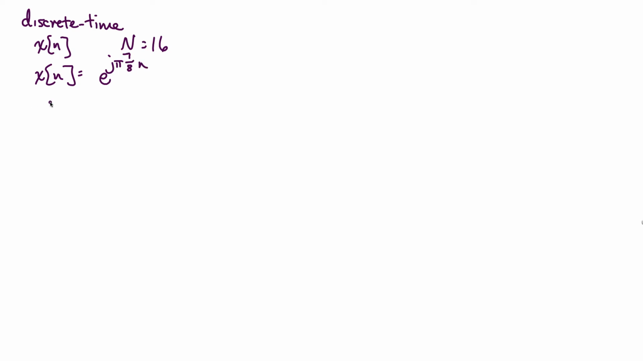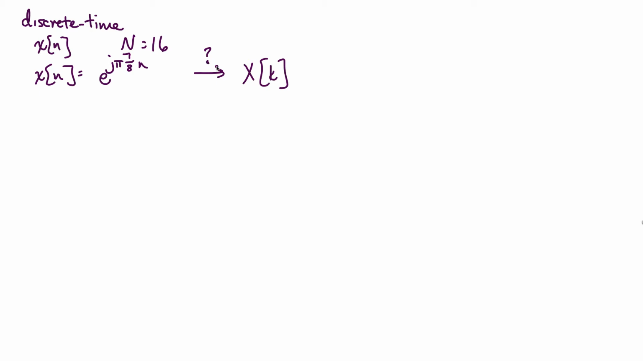We're going to keep going with our exploration a little bit of DFTs. So now we're going to look at a discrete time finite length signal, and we're going to call it, as we normally do, little x of n. We're going to say that the signal has length 16, and that this signal happens to be equal to e to the j pi 7/8 n. What we want to know is, what is the DFT?